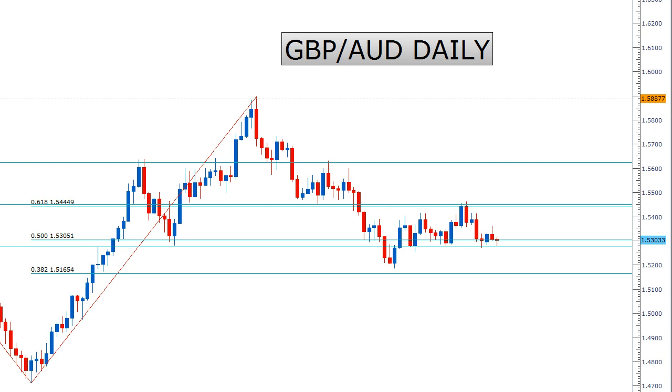Okay, so that's the pound yen. Now we're going to switch over to the pound dollar. It's amazing how different those two charts are.